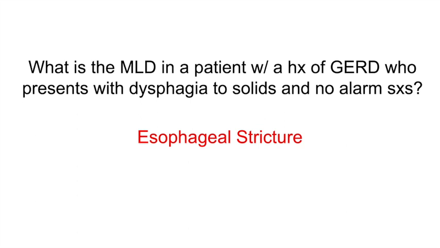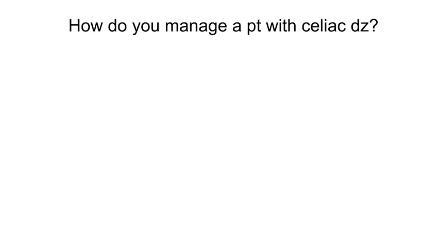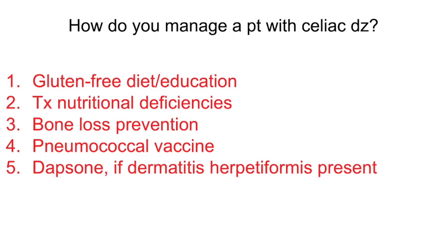How do you manage a patient with celiac disease? A gluten-free diet. Treat any nutritional deficiencies present. Bone loss prevention. Pneumococcal vaccine. And also give dapsone if dermatitis herpetiformis is present.